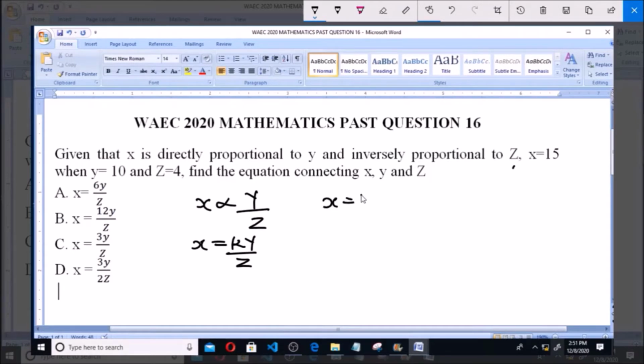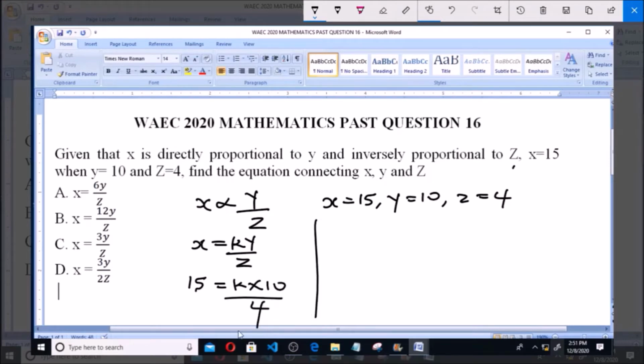X is equal to 15 when y is equal to 10 and z is equal to 4. Therefore 15 is equal to k multiplied by 10 all over 4. Now, when you cross multiply, we'll have that 4 times 15 is equal to 60, which is equal to 10k. Therefore k is equal to 60 all over 10, which is equal to 6.